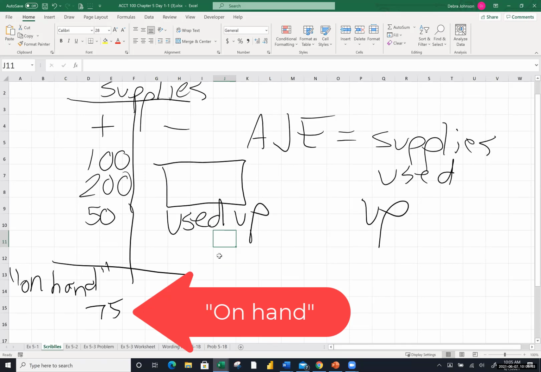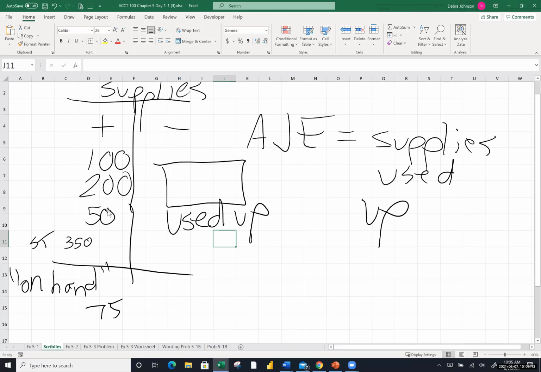Okay, how do you do that? Let's foot this T account. When I foot this T account, it looks like I have 350, I'll call that subtotal, $350 in my T account, and I should have $75 in my T account because that's the value of the supplies that I have on hand.